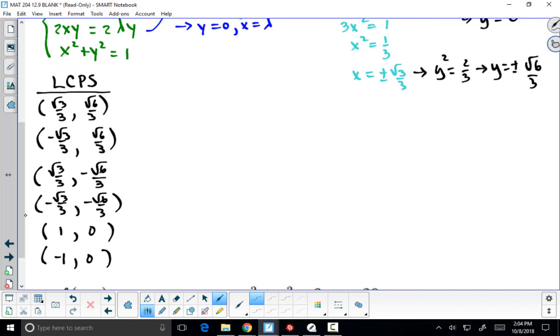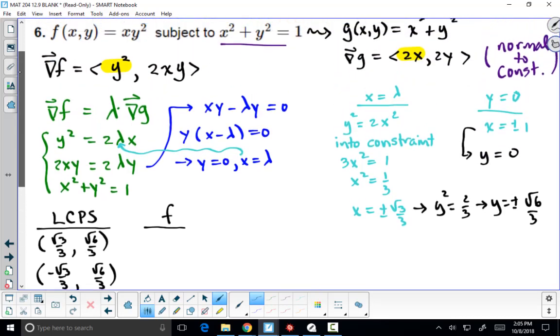Math. You missed parentheses on one of them. I did? Yeah, right there. Thank you. And now we just test them. Figure out the max and the min. Throw them into the function. After the break. We're going to plug them into the function, then we'll take a break.